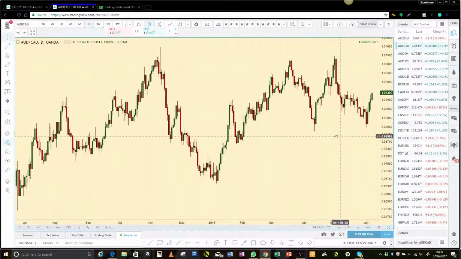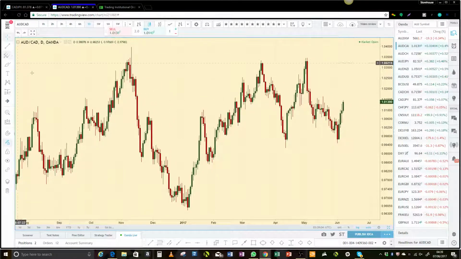So let's take a quick look then, shall we, at the markets and run through some day trading opportunities. Okay, so let's look at the charts. So for the Aussie CAD, there isn't really much going on at the moment in terms of day trading opportunities.